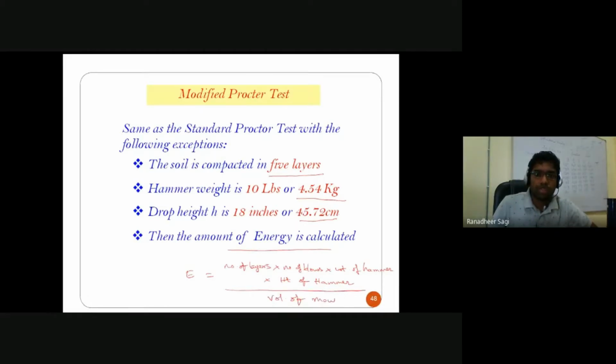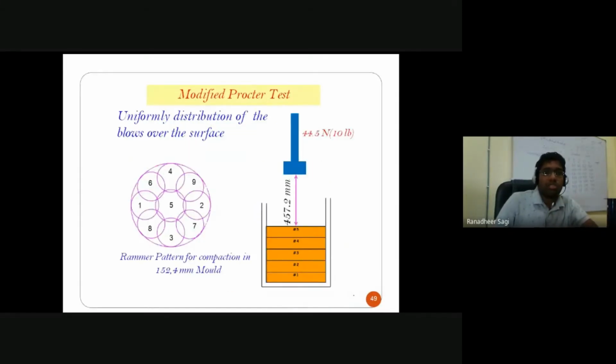Whichever mold you are using, whether it is a smaller mold or a bigger mold, doesn't matter. Whichever mold it is, accordingly we can calculate the amount of energy induced in the soil in order to carry out the compaction in the case of your modified Proctor test. The test procedure, everything remains the same. Then there is the pattern of how the blows are to be given in the modified Proctor test. If it is a bigger mold, this is the pattern of giving the blows.